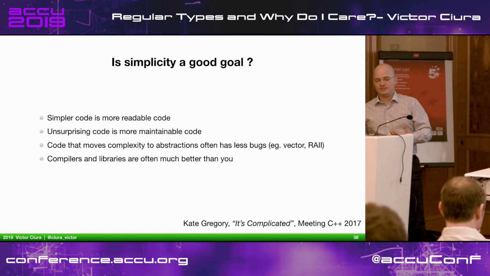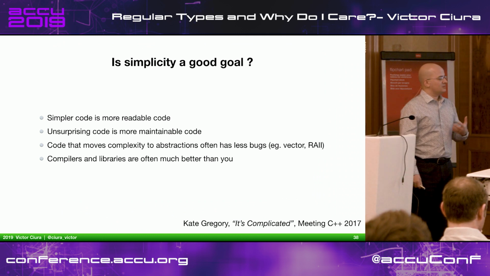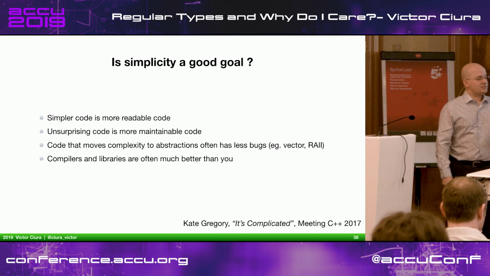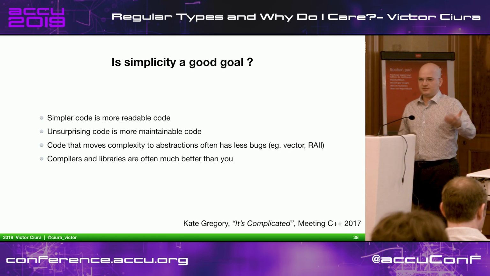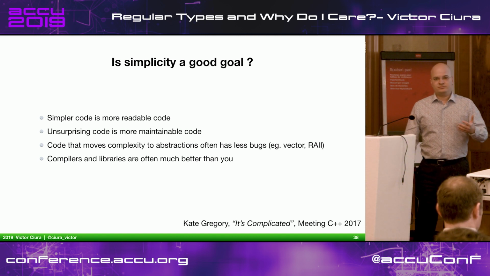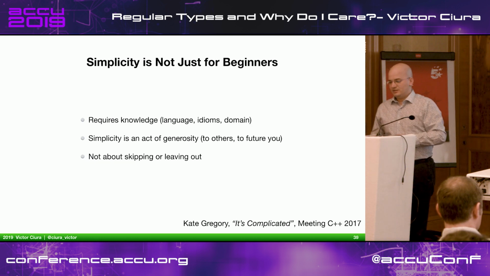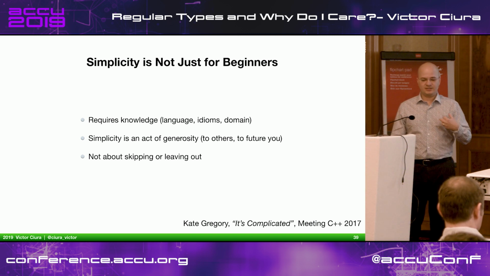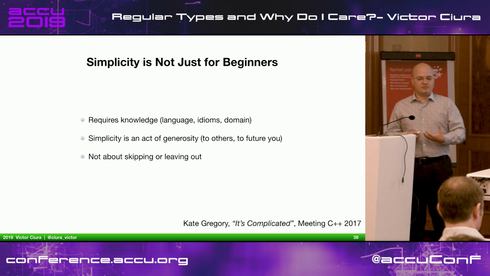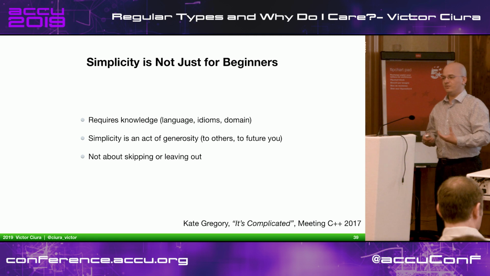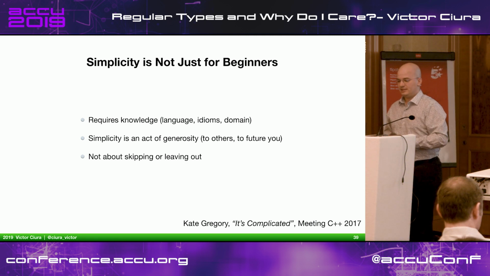So simpler code is more readable code. Unsurprisingly, code is more maintainable. Code that moves complexity to abstractions often has fewer bugs. Think vector or RAII. Compilers and libraries are much better than you most of the time. Simplicity requires knowledge. So it's not something that should be associated with lack of knowledge. More, it should be associated with being wise and having experience and understanding why simple things are important.